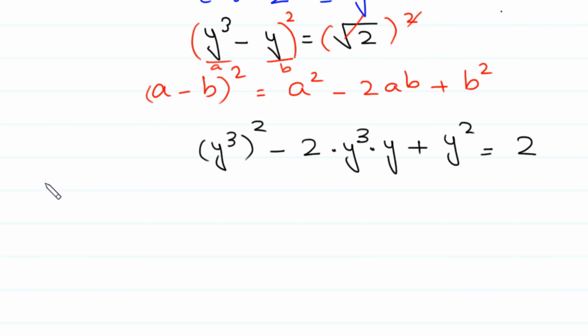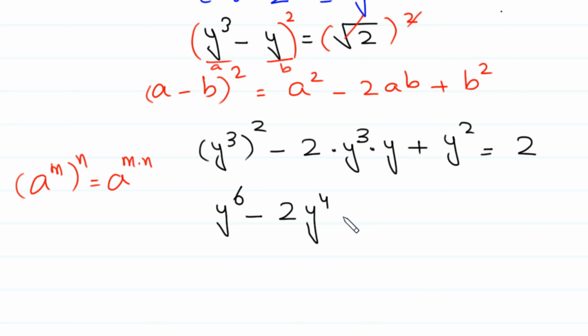Next, according to the rule of exponents, a to the power m to the whole power n is equal to a to the power m times n. We multiply this power 3 with this power 2. Like this, y to the power 3 times 2, 6, minus 2 times y cube, 2y cube times y, 2y to the power 4, plus y square, and this plus 2 becomes negative 2 at left side is equal to 0.